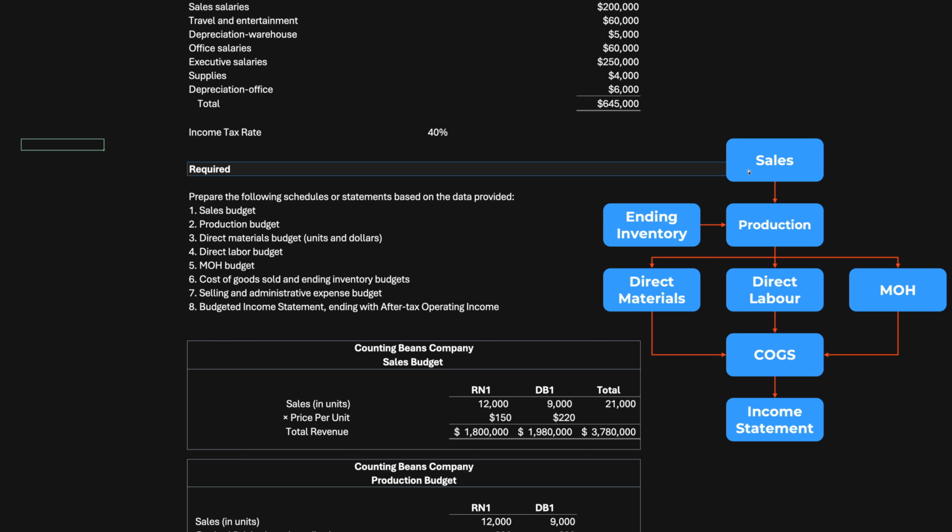Now, I've just pasted something here on the right that you might find useful. As a reminder from a prior lesson, we start with our sales budget. And once we have some idea of ending inventory, which we do, since it was given in this question, we can determine production. That will help us determine what our direct materials, direct labor, and manufacturing overhead should be. Then we can calculate the cost of goods sold, and that will lead us to our income statement.